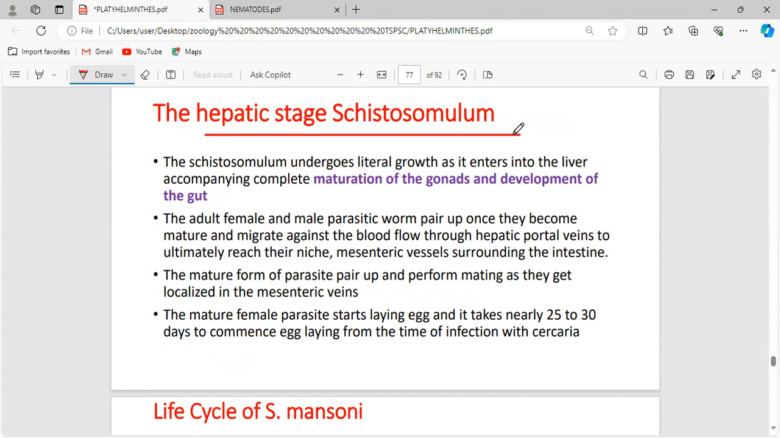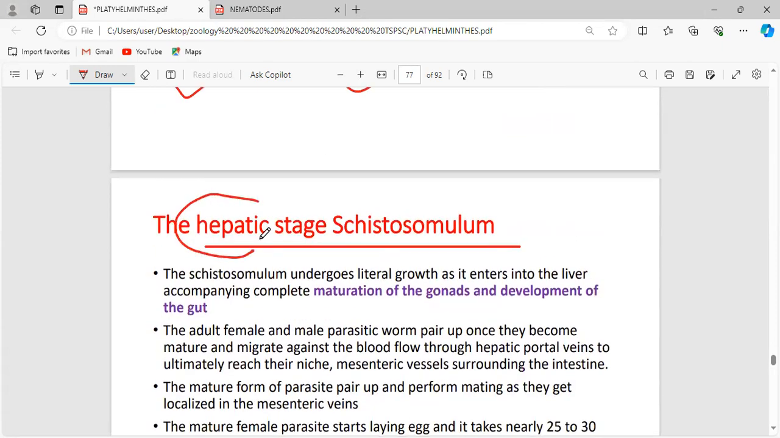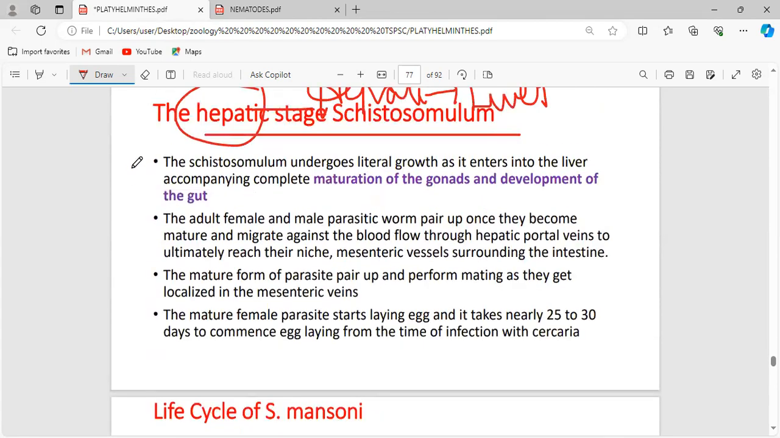Now, the hepatic stage of the schistosomulum. When you hear the name hepatic, or hepato, you have to remember that it deals with the liver, because the liver is made up of hepatic cells. The schistosomulum undergoes lateral growth as it enters the liver. Once it enters the liver, the actual growth will happen, and the complete maturation of gonads and development of the gut happen only when it reaches the liver.